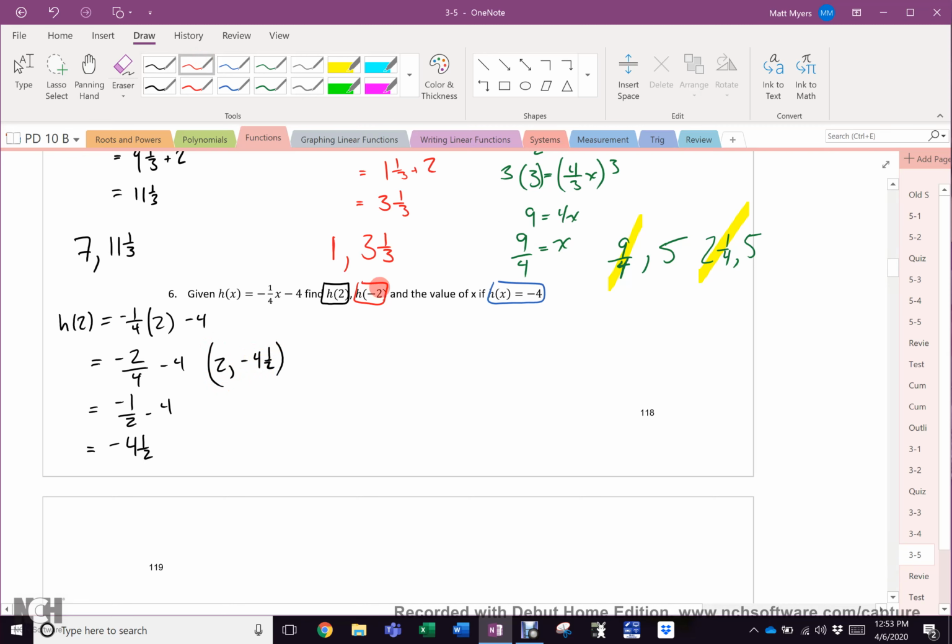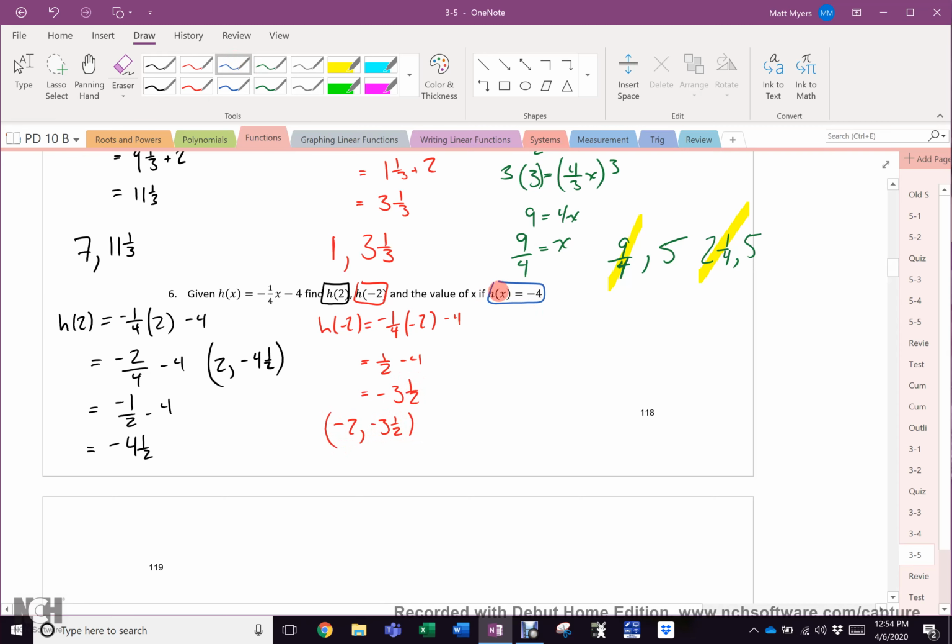Then we'll do the red one. Negative 2 equals negative 1/4 times, not x anymore because it's negative 2, minus 4. So that's now positive 1/2 minus 4, which is negative 3.5. So it is negative 2 and negative 3.5.